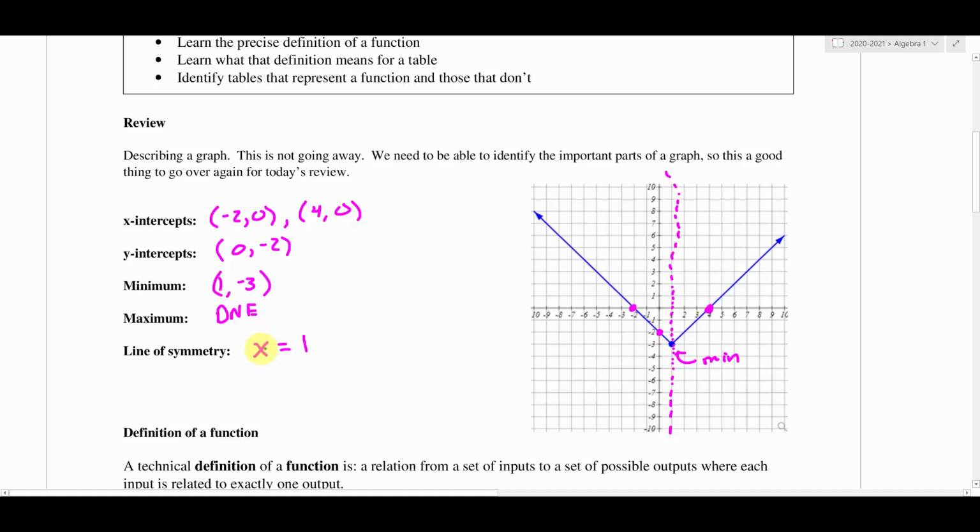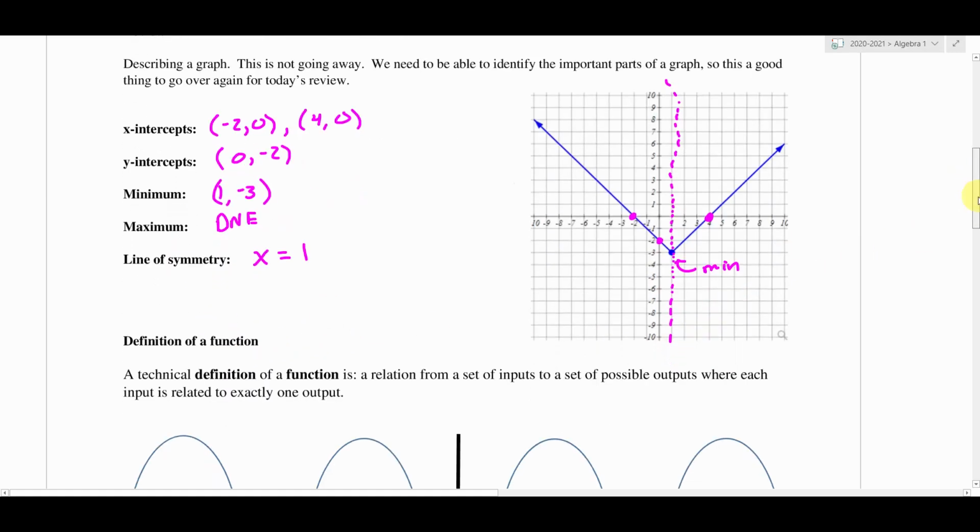And I need to make sure that I put it in as x equals 1, especially when I do it on my open math. Otherwise, it'll count it as wrong. Okay, so that's our review for today.